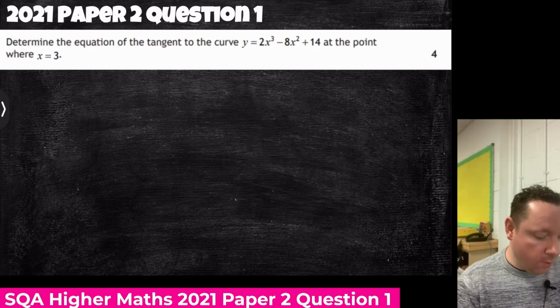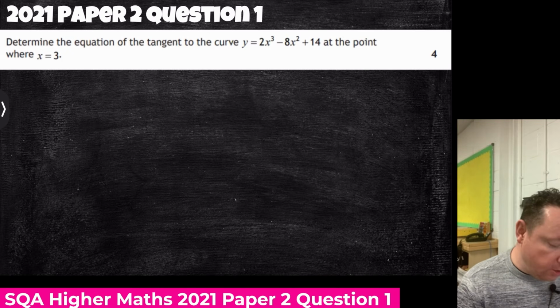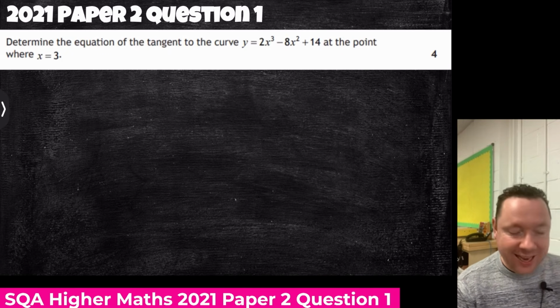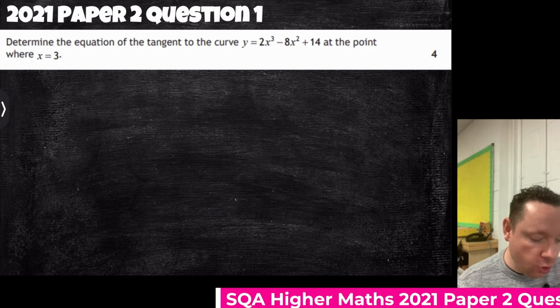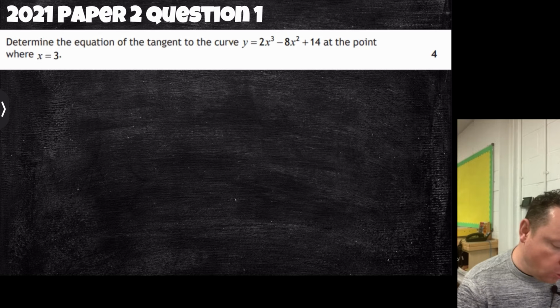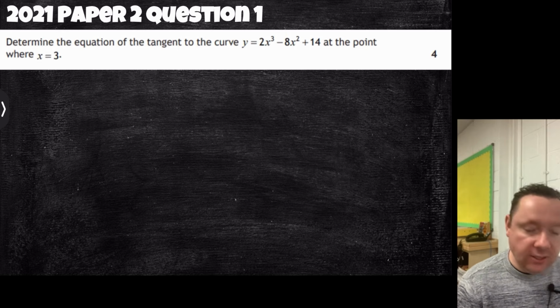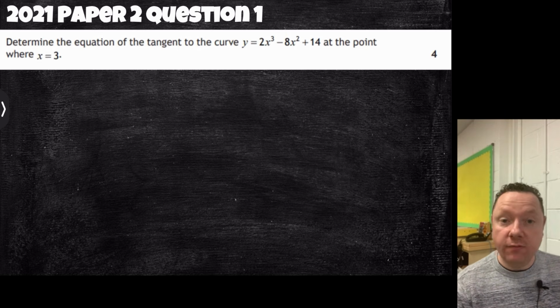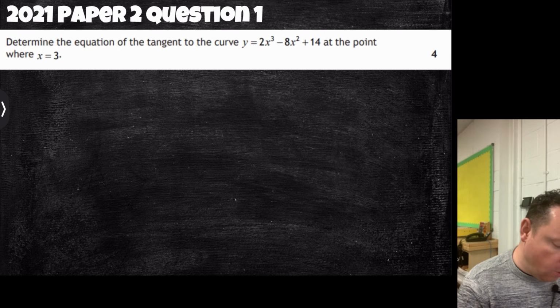SQA Higher Maths 2021, Paper 2, Question 1 on differentiation. Determine the equation of the tangent to the curve y equals 2x cubed minus 8x squared plus 14 at the point x equals 3. So equation of the tangent means we can do differentiation to get the gradient of the tangent. So let's start off by doing that.